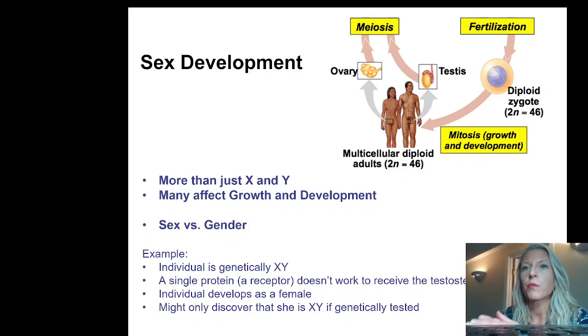Our sex chromosomes help to determine our gender. So males are XY, where females are XX in mammals. But many of the genes on the X and Y chromosome affect growth and development. And this also affects sex versus gender, and we kind of need to explore what is sex, what is gender.